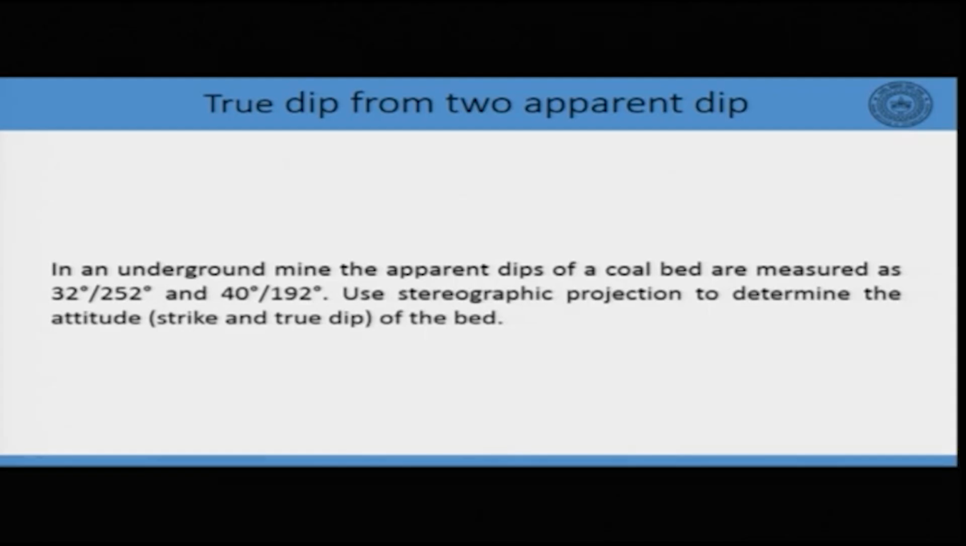as 32 degree towards 252 degree and 40 degree towards 192 degree. That means for the first apparent dip, the plunge is 32 degree and the trend is 252 degree, and for the second one, the plunge is 40 degree and the trend is 192 degree. So, we have two apparent dips. Using the stereonet, how will we determine the attitude of the bed, meaning the strike and the true dip? We will solve this problem through the stereonet.